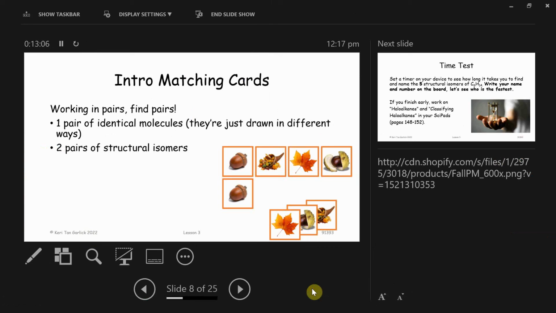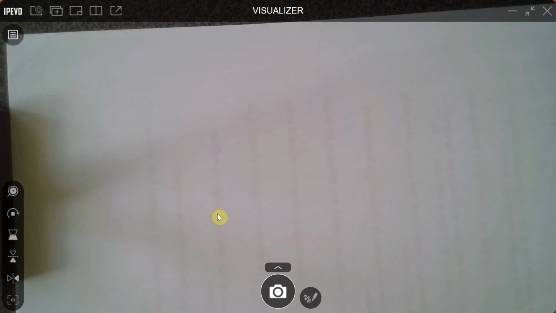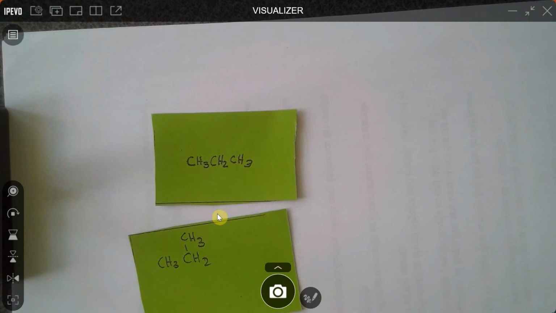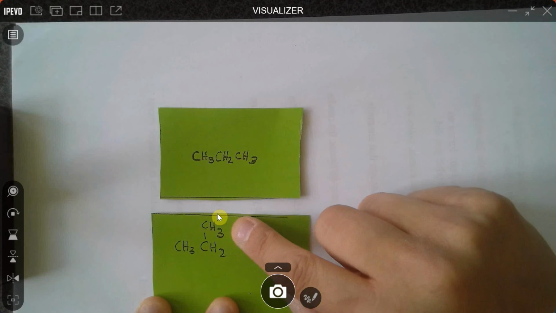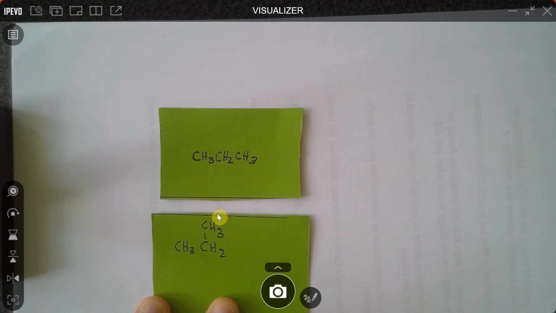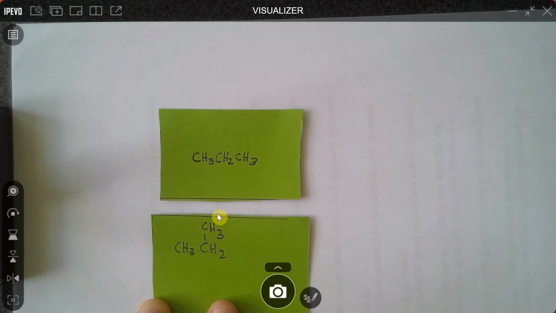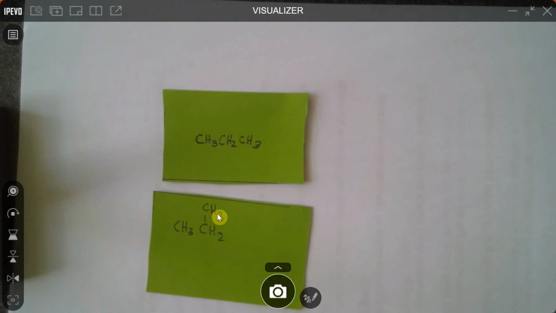All right, let me show you. The identical pair is these two, the propane. Even though this is drawn differently and it's going up, that's not a methyl. We know that methyls can't be on carbon number one. So we go one, two, three, propane; one, two, three, propane as well. So that was your identical pair.